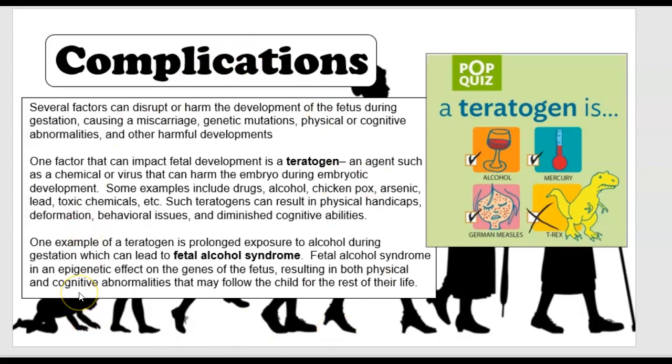So the thing you should really take away here is if a teratogen is mentioned, that's something that is impacting the fetus in a negative way, usually something the mother is doing. And fetal alcohol syndrome, I think if you see that phrase, you can make that connection that the person's mother drank during pregnancy, which has caused physical and cognitive complications.